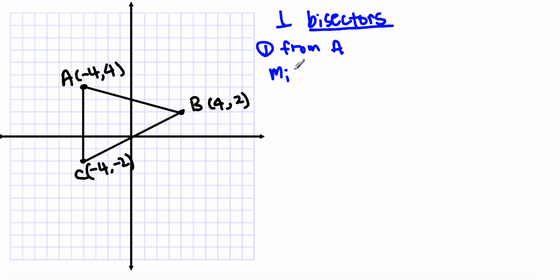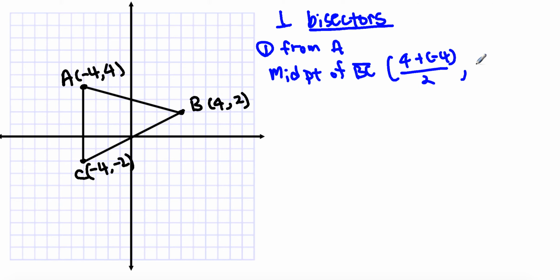So midpoint of BC. Then I'll be adding x values and dividing by 2, adding y values and dividing by 2. So we get 4 plus negative 4 divided by 2, and then 2 plus negative 2 divided by 2. In this case, it happened to be 0, 0.